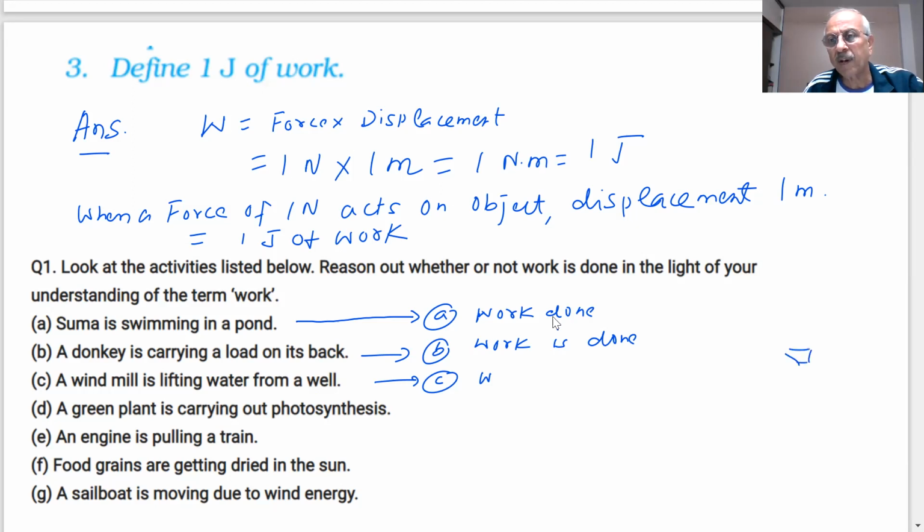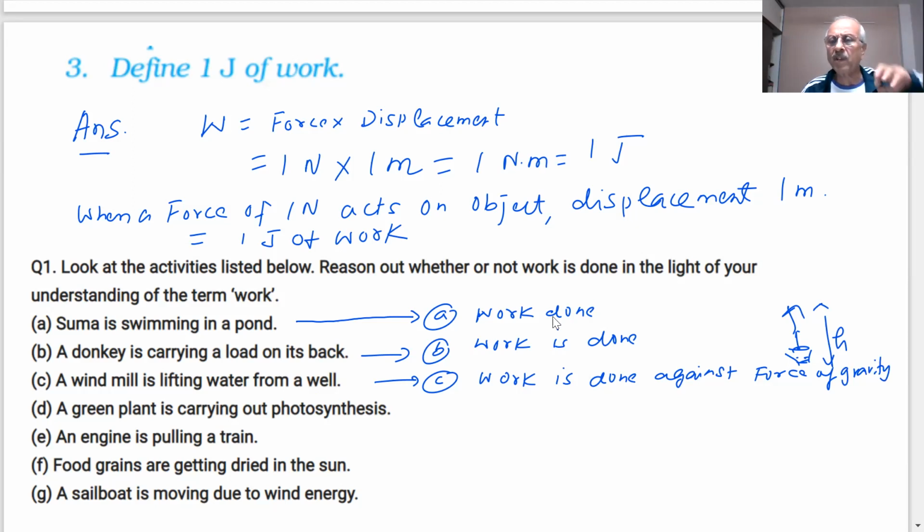If this is a bucket, students, you are lifting this from the ground, what will happen? If you are lifting to a height, there will be work due to gravity, against the force of gravity. What is happening here? It is doing work against the force of gravity. Work is done against the force of gravity. You are lifting something. If a bucket is there, if you lift the bucket, what do you think? There is a displacement of the bucket. Okay. Next.